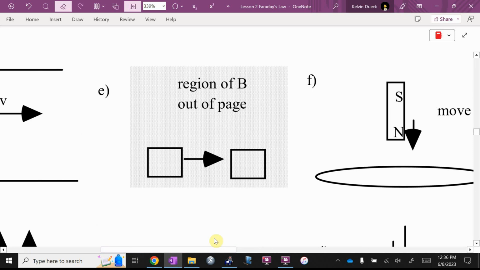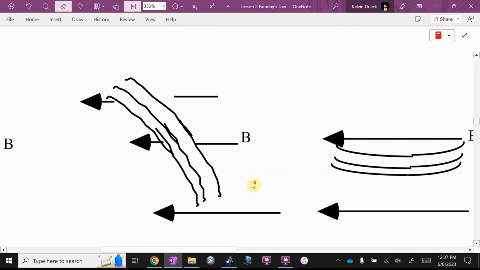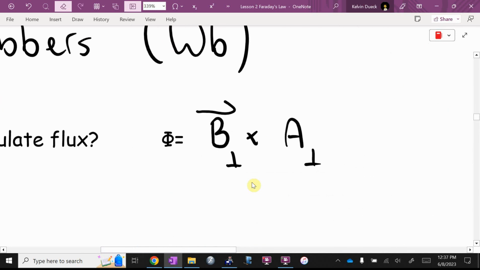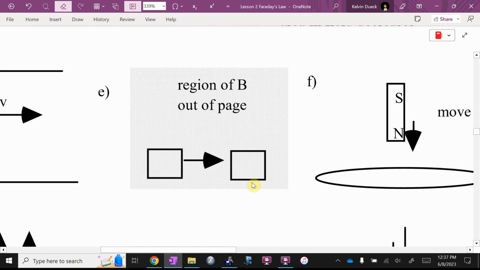E is a trick question. Shko, is the flux increasing or decreasing in E? It's a trick question. Is the area that's being exposed to the magnetic field changing at all? Say no. Is the strength of the magnetic field changing at all? Say no. So if flux equals B times A, if B isn't changing and A isn't changing, this is a constant flux, and because of that, no current.